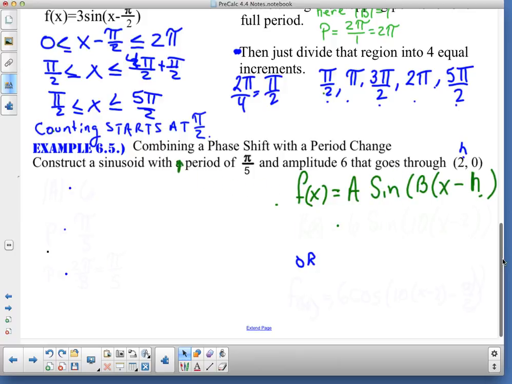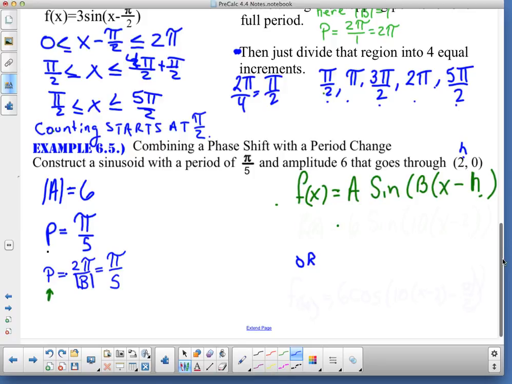Okay, so now let's talk about the other pieces of information I was given. Over here, I'm going to talk about amplitude is 6. I got that right here. And I was told that the period was pi over 5. Well, I'm going to use the period to help me get my b. And in order to do that, I've got to understand that 2 pi divided by the absolute value of b is pi over 5.